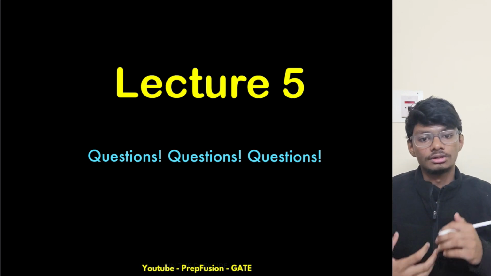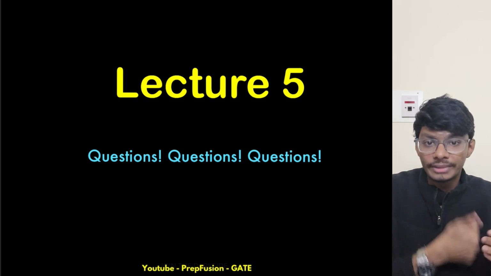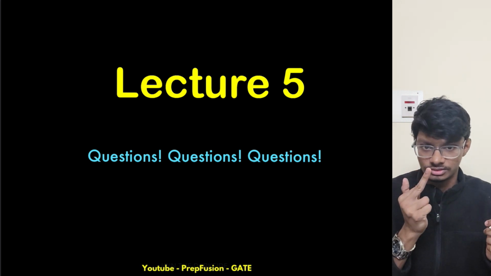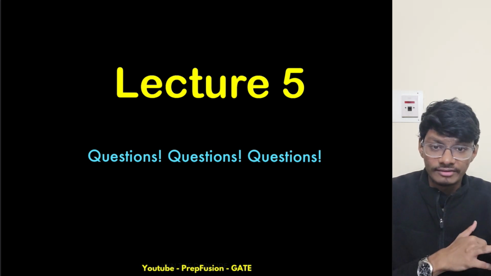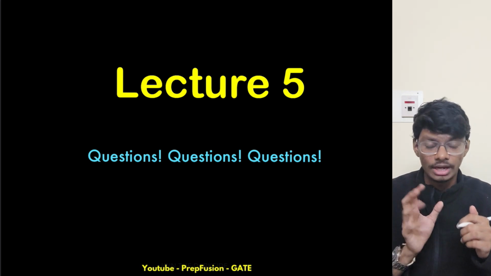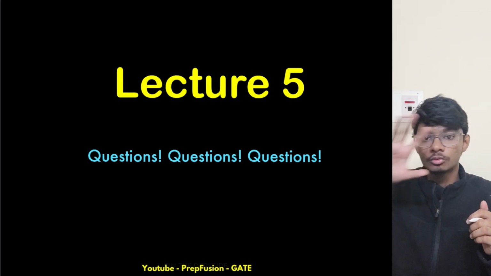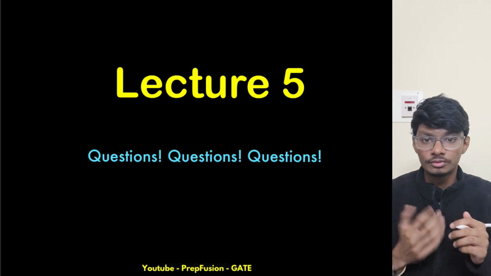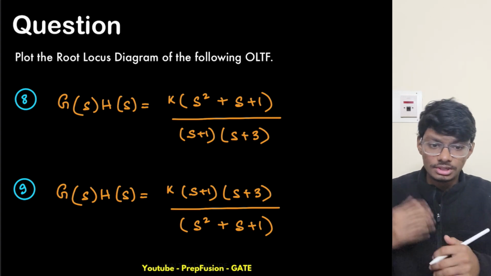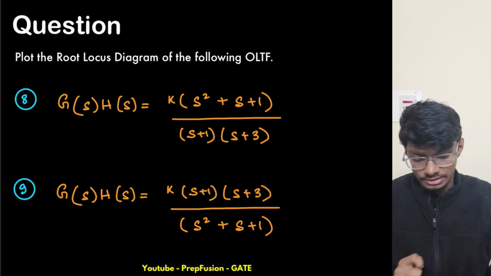Obviously, to solve it faster you don't have to find all the values. You don't have to find the break-in point, the breakaway point. The angle of asymptotes you find, that is very fast to calculate, but the angle of arrival and angle of departure you don't need to find. With intuition you can get a basic approximation of what my root locus will look like. So these are the two questions. We'll do more questions. Take the screenshot and plot the root locus for these two. Now I will start.